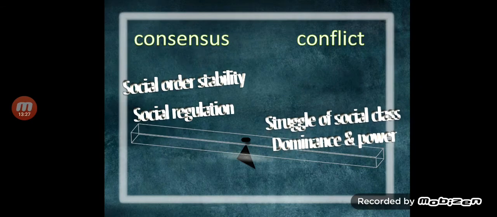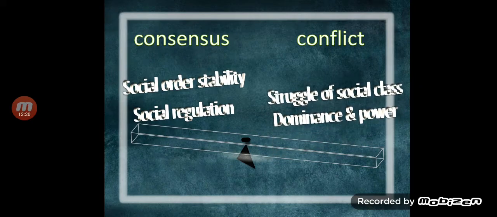Okay, in consensus, there is social order stability because everything is socially regulated. They have the rules, but the rules had been approved by everyone and they agreed on that and they do it properly. But in conflict, if there will be a struggle of social class, there is always dominance and power. So there is no equality. That creates conflict. Even in the distribution of resources, even in giving privileges. If one doesn't receive anything, in that case, it can create conflict.